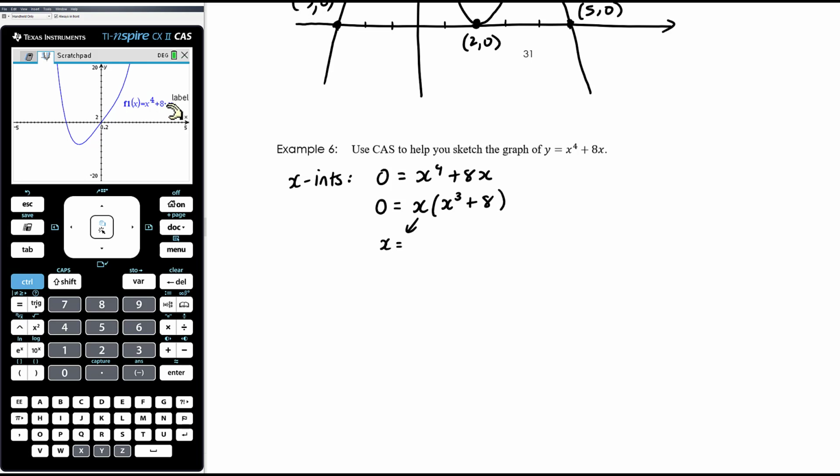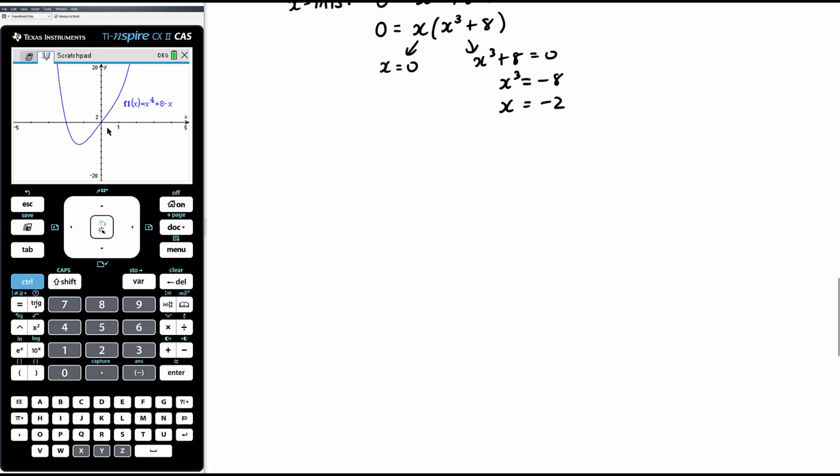Null factor law tells me x equals 0 or x cubed plus 8 equals 0, which means x cubed equals negative 8. So x is the cube root of negative 8, which is negative 2. And if I edit this scale so we can see it better, yes, it is indeed at negative 2. However, 2 x-intercepts cutting at both still doesn't tell me enough about the shape to enable me to draw this. You see here that it's not just a nice parabola, it's got this weird bend about it that we just don't have the tools to find.